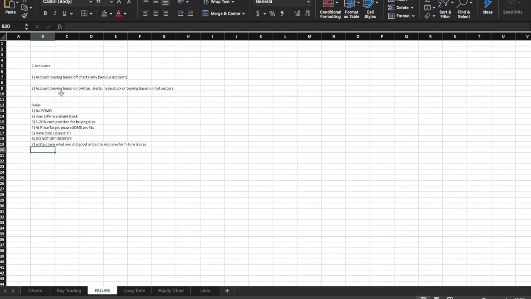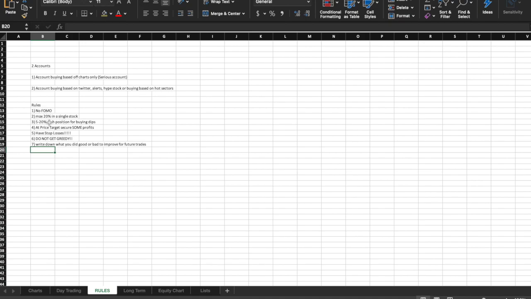So if one week weed plays are good, I'm gonna hop into the weed play. Then if I see EVs are good, I'm gonna keep switching between sectors and keep trying to find the stocks that are hot and the stocks that are in high volume. So my rules for this account, or for this small challenge, is no FOMO. So no just rushing in and putting money in if the stock's gone way up and the charts don't make sense. Maximum I could put is 20% in a single stock.